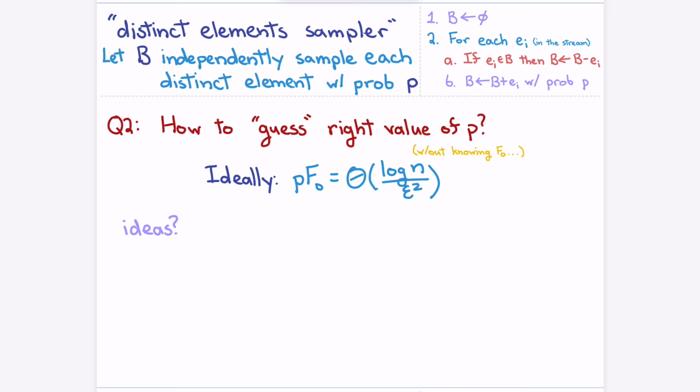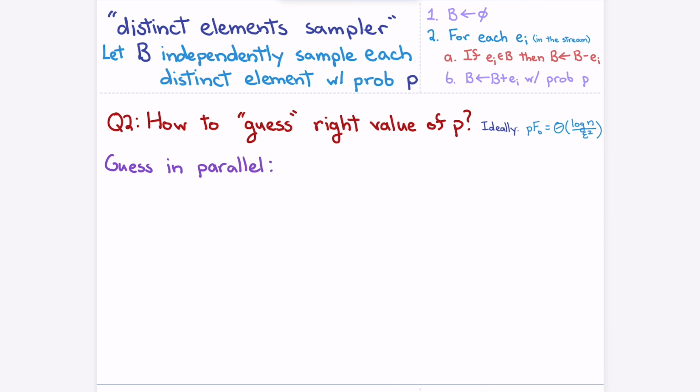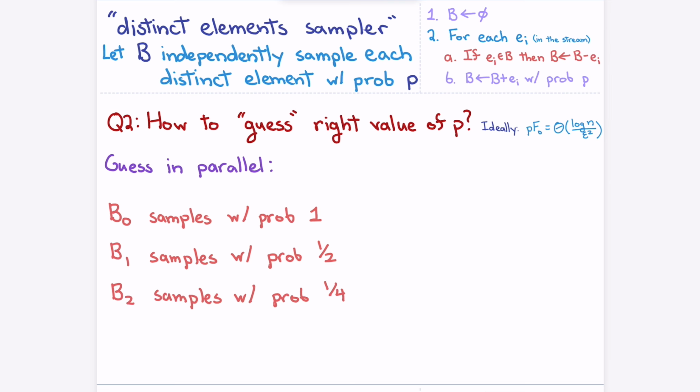Okay. Here's maybe a lazy way to try to do it first, and we'll eventually come to an algorithm that looks like what we just discussed. Suppose you just try to run everything in parallel for all these different values of p. So B0 will take everything. B1 will sample everything with probability 1/2. B2 will sample everything with probability 1/4. B10 will sample everything with probability 1/2 to the 10. So you can imagine running all these things in parallel.